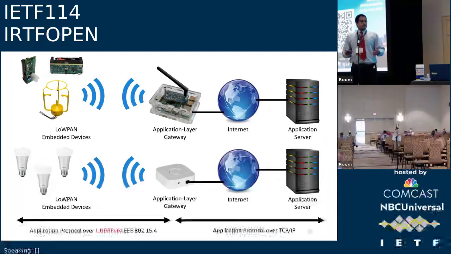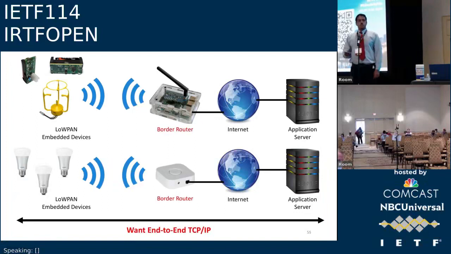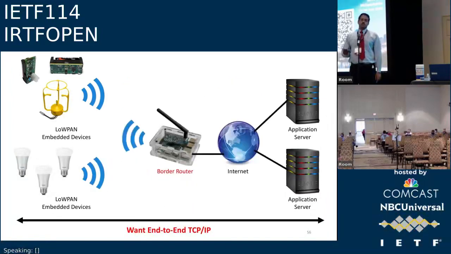The introduction of IP in this space didn't really change this, in the sense that now your application protocol on the left is implemented over IP, but you still need the application layer gateway. And the missing piece, I think, that would allow an end-to-end connection here would be to have a transport protocol that's supported on both sides, namely TCP. And once you do this, your application layer gateways become regular border routers, and you could potentially consolidate these together into a single border router.